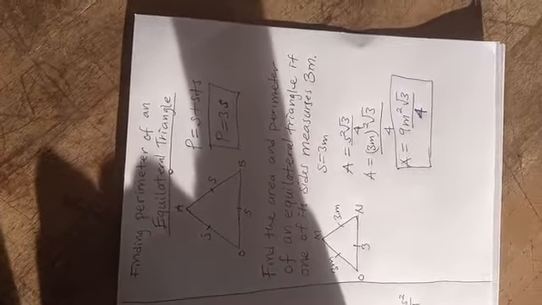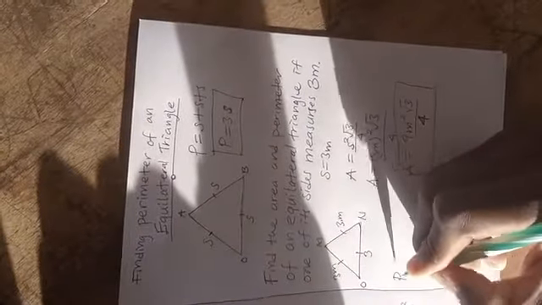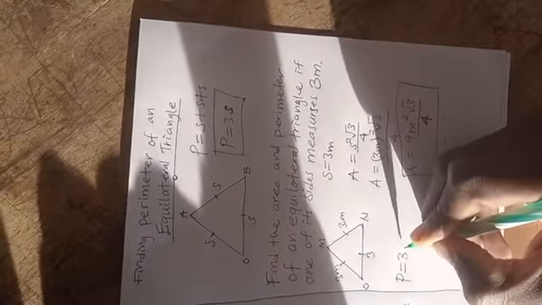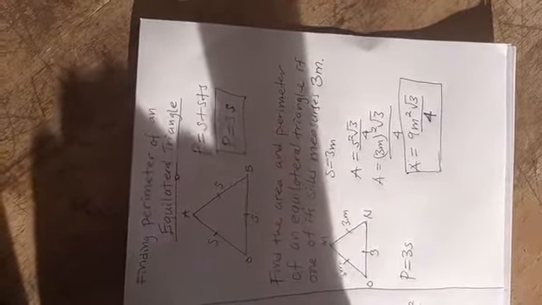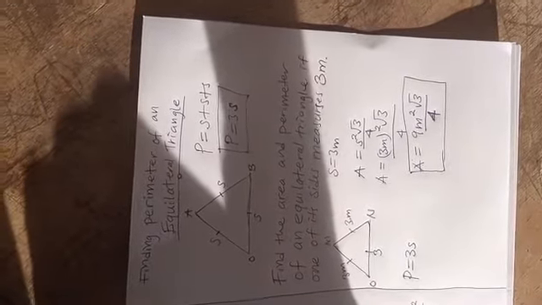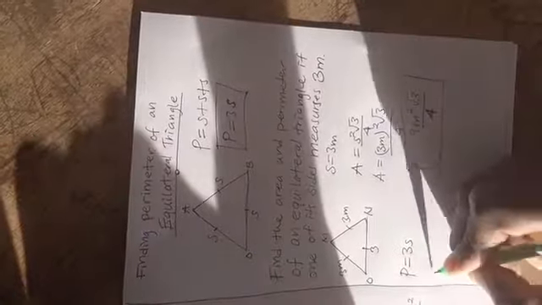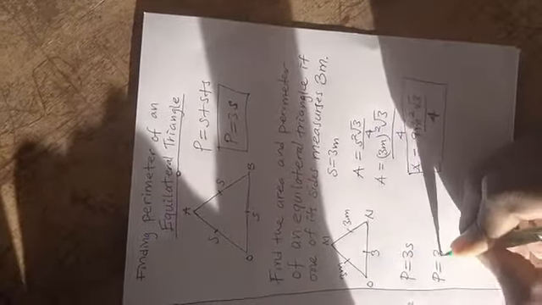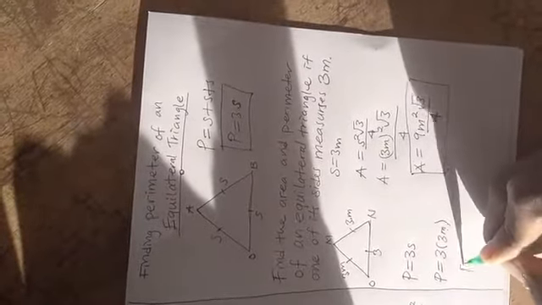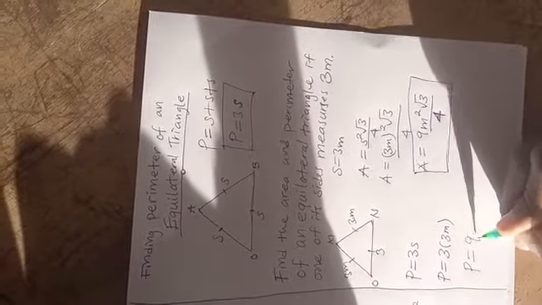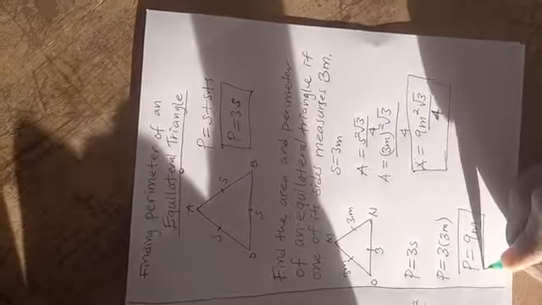Let's find the perimeter next. From the formula we derived, the perimeter is P equals 3S, where S represents one of the sides of the triangle. So P is equal to 3, and one of the sides is 3 meters. So the perimeter is equal to 3 times 3, which is 9 meters. So this is the perimeter of the triangle.